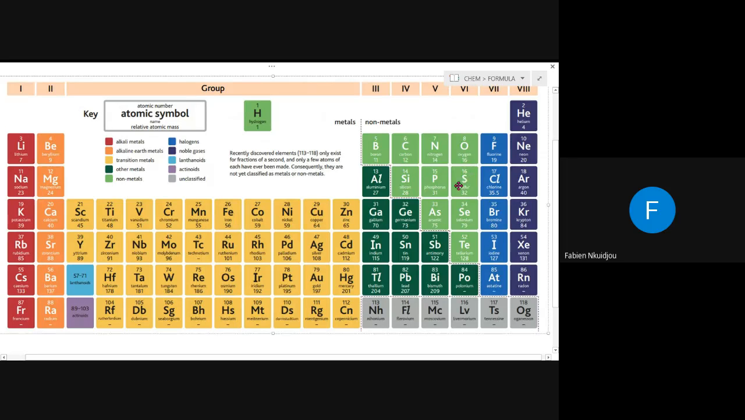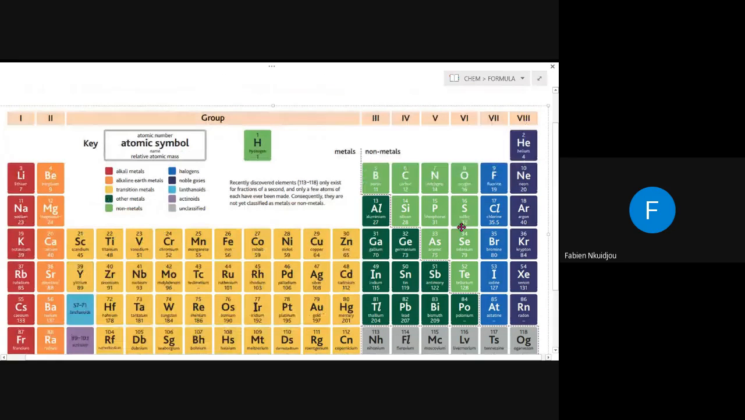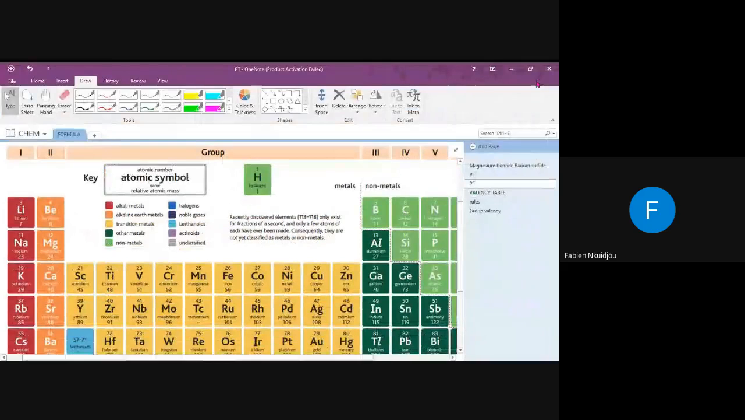Now, here we have sulfur. Sulfur is in group 6 of the periodic table. Take note of the symbol. So what will be the valency of sulfur? It will be 8 minus 6, which is 2, right? So now we know the symbol of each of the elements as well as the valency. Let's go ahead and derive the chemical formula.